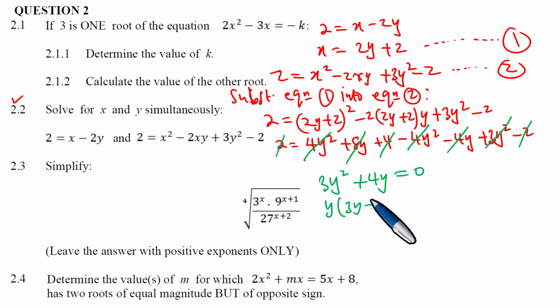Y, which is 3y plus 4, equals 0. Y is naught. So y is minus 4 over 3.